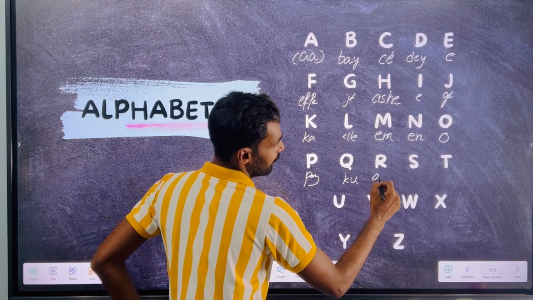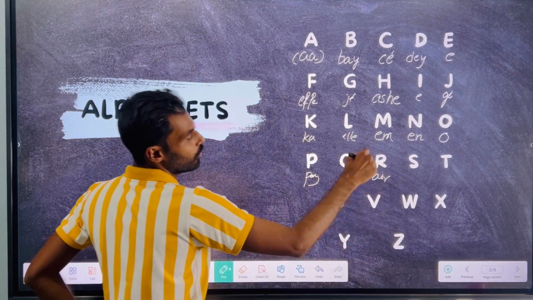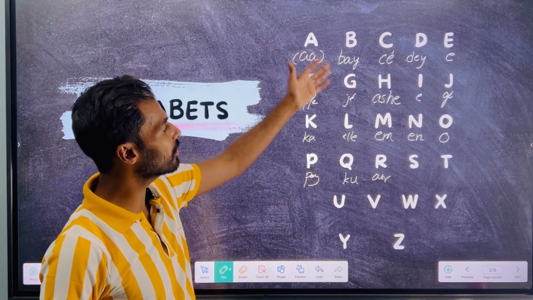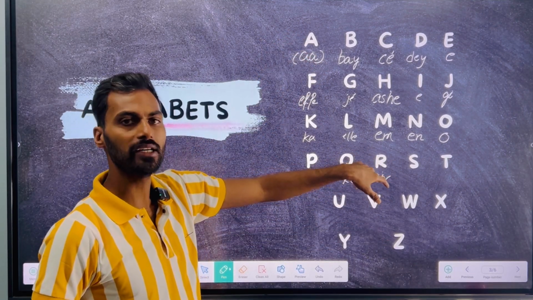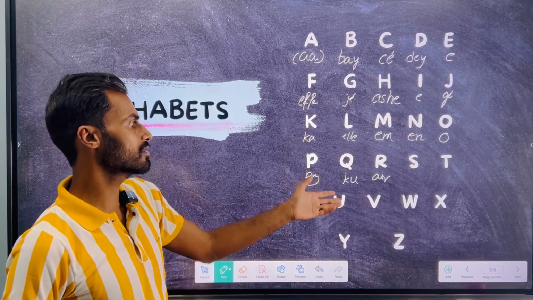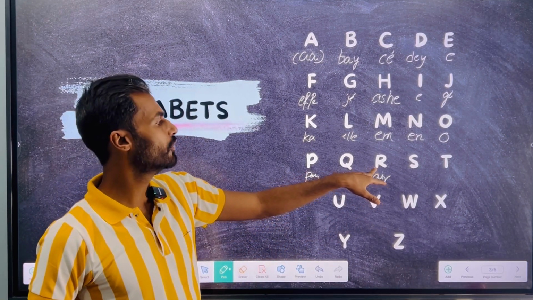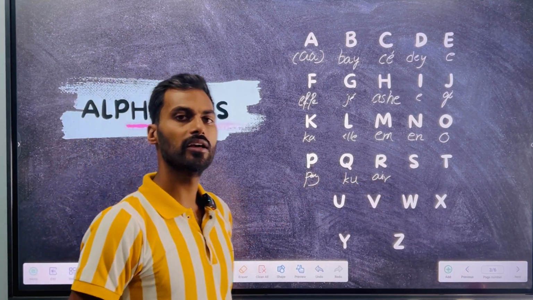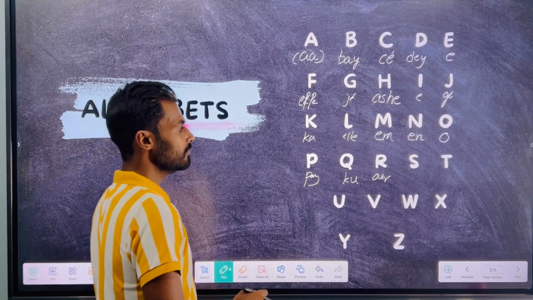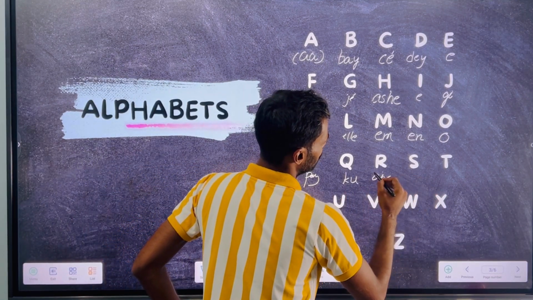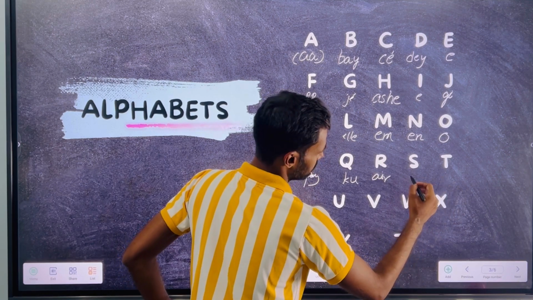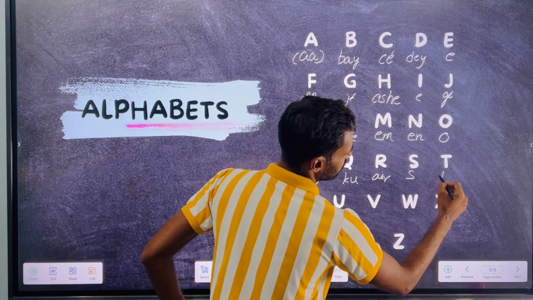This is R. This is the most difficult alphabet in French. We will learn all this, but it is a bit hard to pronounce. It is very common for a French person, and they pronounce it very easily, but for we Indians or any other persons, it's a bit difficult. P, Q, R, S, T.